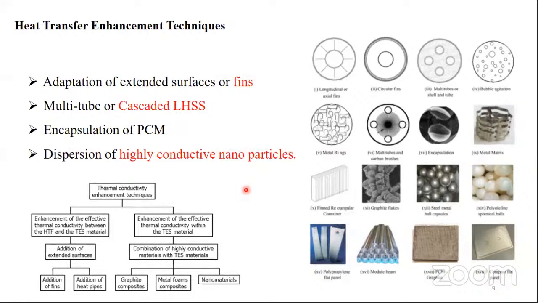One very relevant way of increasing the thermal conductivity of any phase change material is high conductive nanoparticles. These nanoparticles can be mixed with the phase change material as a means to increase the thermal conductivity of the phase change material, which already has a very good heat storage capacity. So in this slide, I am showing various mechanisms through which we can enhance the heat dissipating capacity of any latent heat thermal energy storage system.